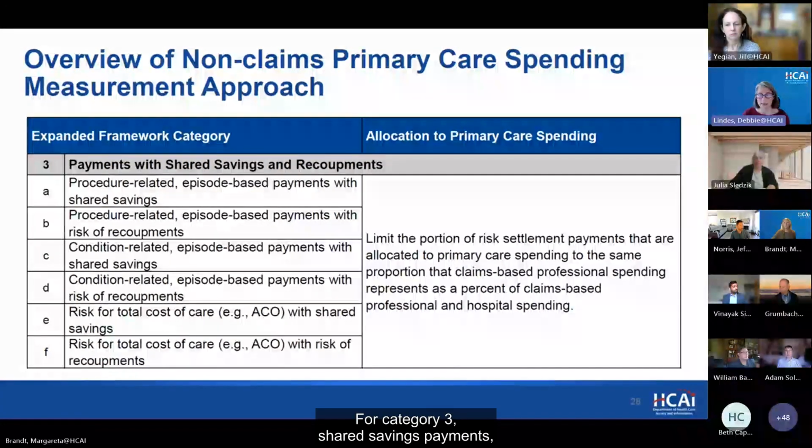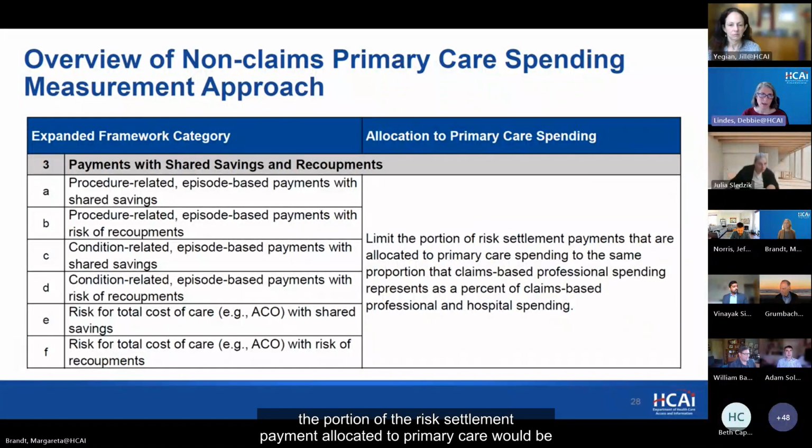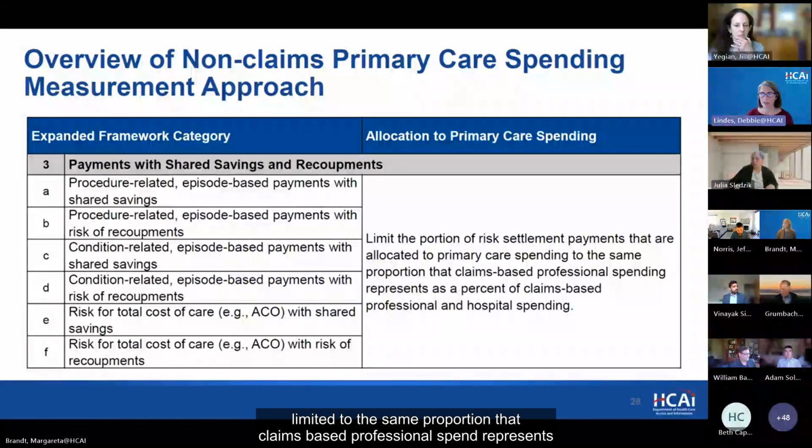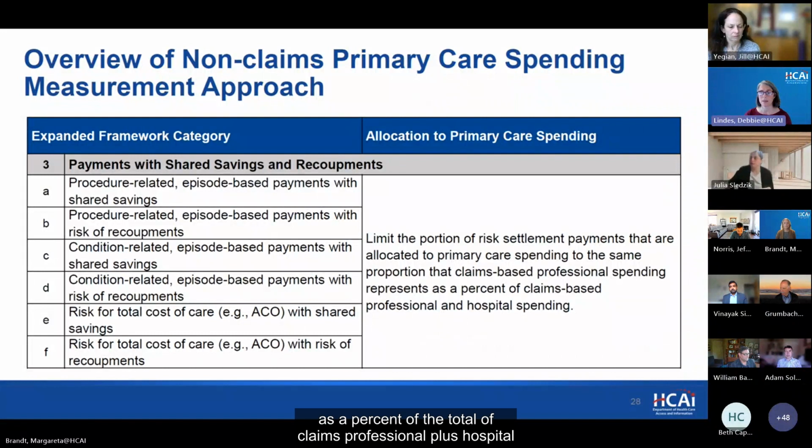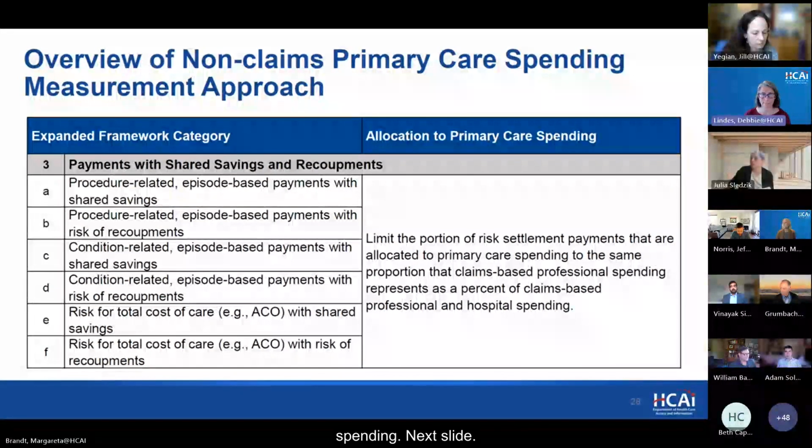For category 3, shared savings payments, the portion of the risk settlement payment allocated to primary care would be limited to the same proportion that claims-based professional spend represents as a percent of the total of claims professional plus hospital spending. Next slide.